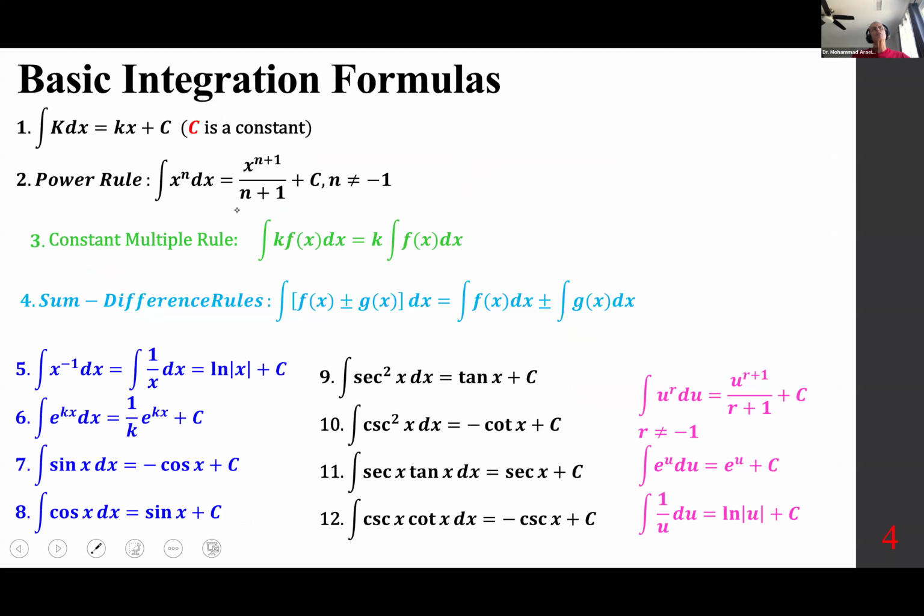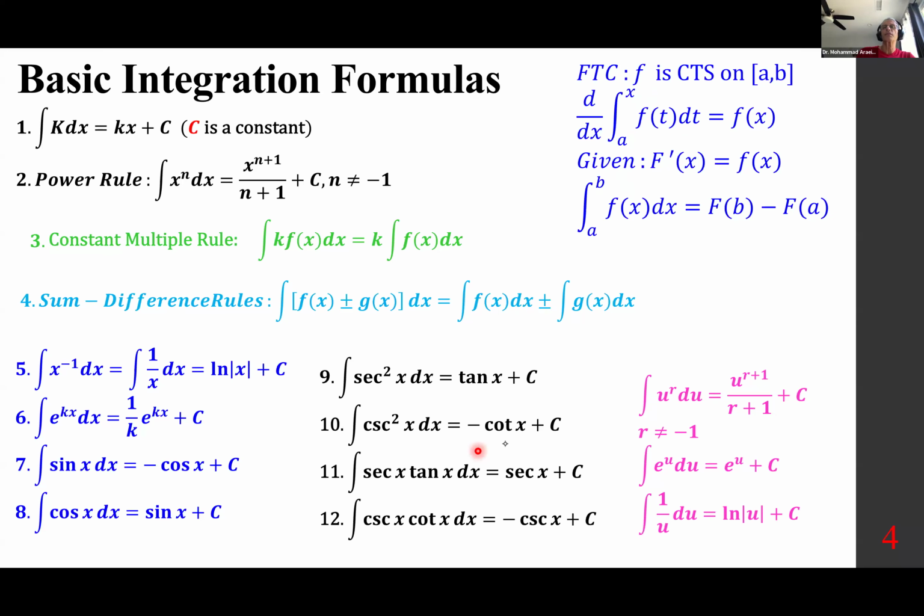The reverse process gives us integration or anti-differentiation, and these are various formulas for that. FTC, short for fundamental theorem of calculus: d/dx of the integral from a to x of f of t dt is f of x. In other words, take the integral and then differentiate it, and it becomes the same function. And the integral from a to b of f of x dx is capital F of b minus F of a. This is called a definite integral, which is a number.